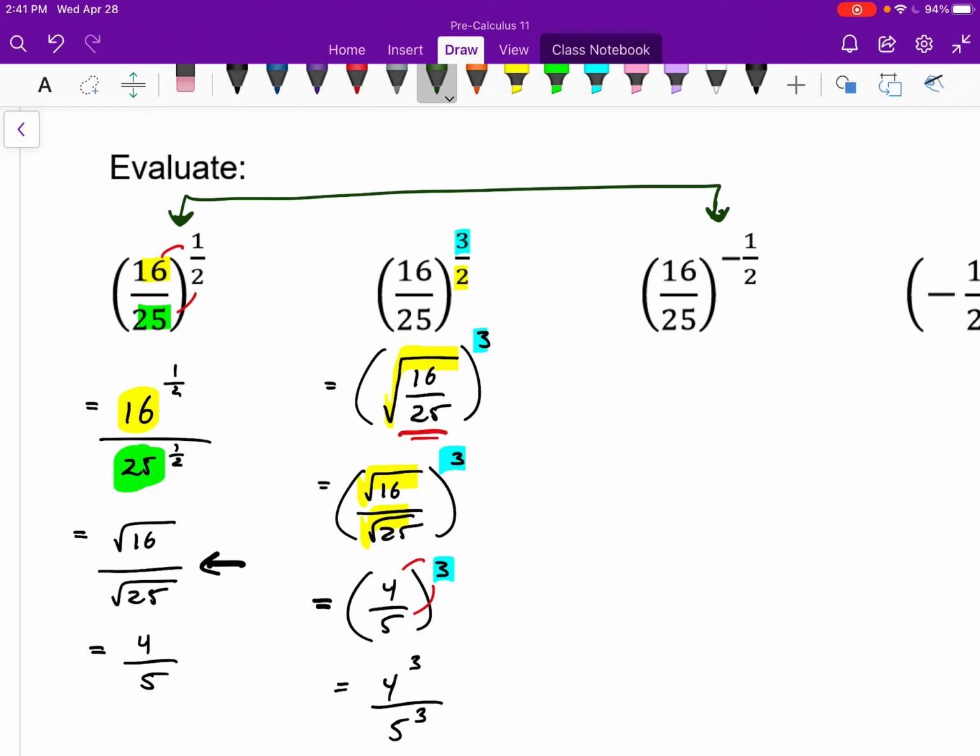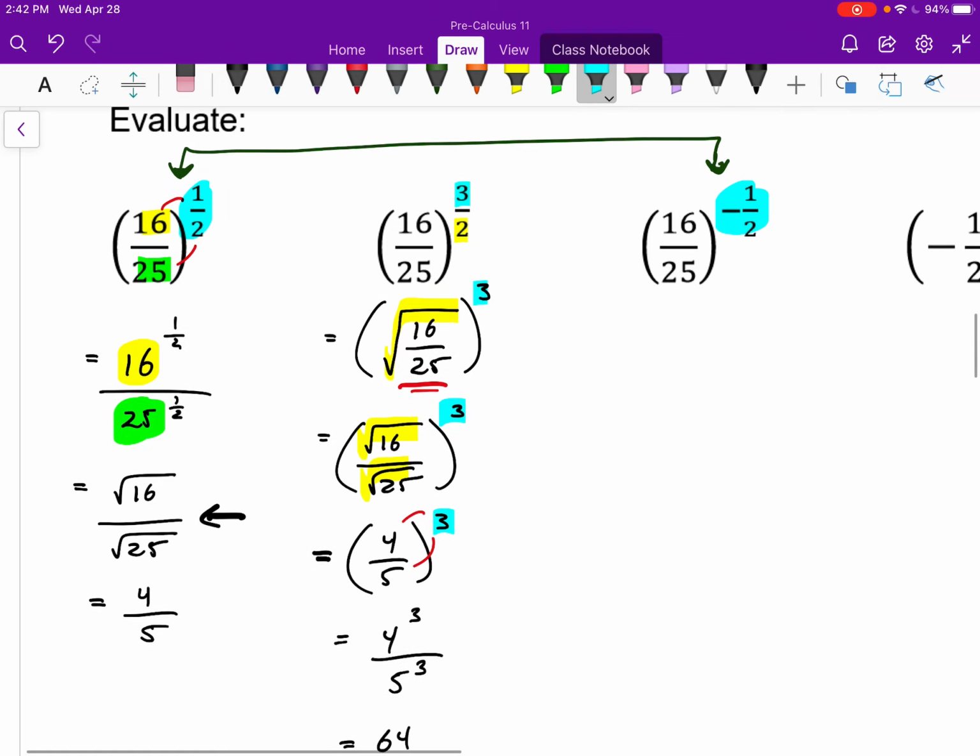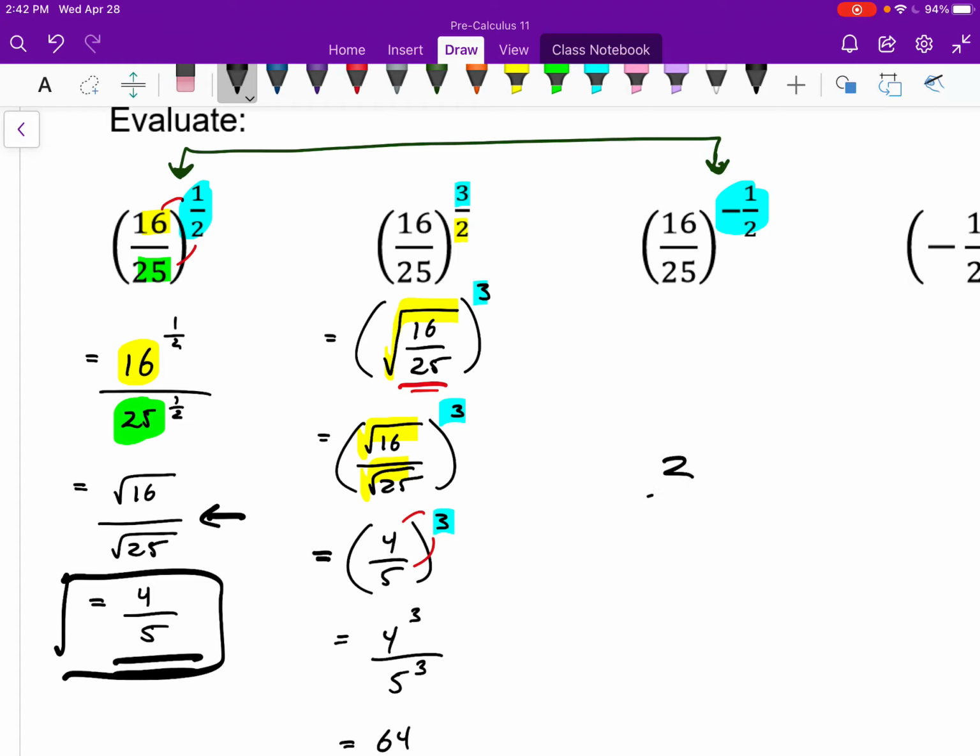These are so similar. The only difference is here we had a positive power, here we have a negative power, which means I know that the answer to this is going to be the exact same as the answer to this question down here, but it's going to be the reciprocal. It goes back to one of our exponent laws we reviewed yesterday. If you have 2 over 3 to the negative 2, that's the same as 3 over 2 to the positive 2. And so in this case, if 16 over 25 to the 1/2 equals 4/5, then 16 over 25 to the negative 1/2 must equal 5/4, the reciprocal of that.